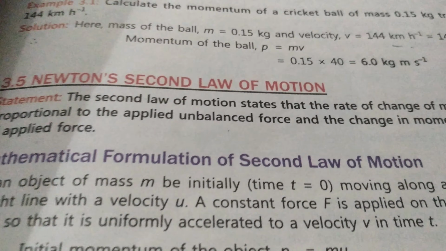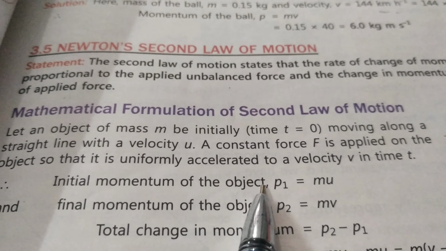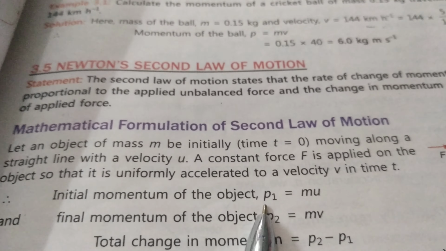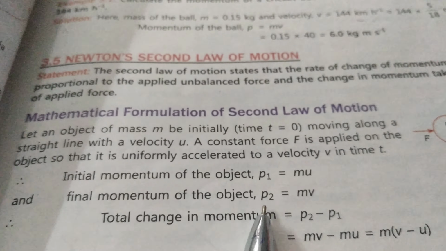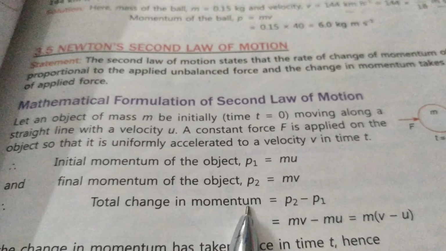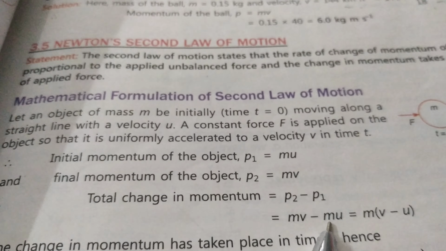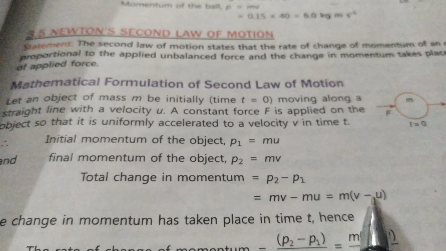So here we can write initial momentum of the object p1. Momentum we denote with the letter p. So p1 equal to mu. Final momentum of the object p2 equal to mv. Total change in momentum, what will be that? P2 minus P1, that is mv minus mu, which is equal to m(v minus u).